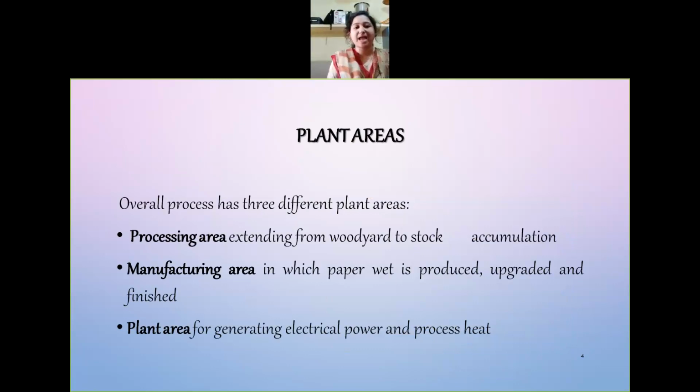When we go into the plant areas, overall processes, it has three different plant areas. One is the processing area, extending from the wood yard to stock accumulation. In the manufacturing area, the paper web is produced, and in the plant area, the electrical power is supplied.